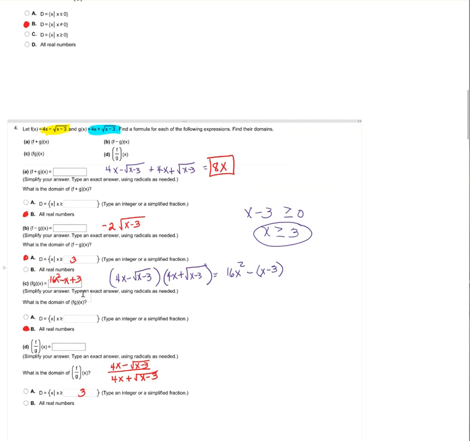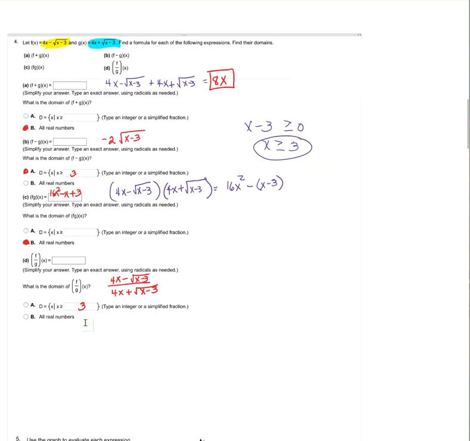C part, fg of x. We're going to multiply these two together. And when we do, if you do 4x times 4x, you get 16x squared. Your middle terms will disappear because you got a minus and a plus. Square root of this times the square root of that, the square root goes away, and you just have x minus 3. So it's 16x squared minus x plus 3. Again, that's polynomial, all real numbers.